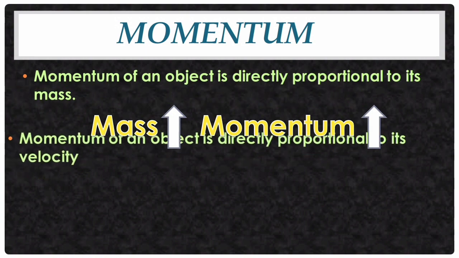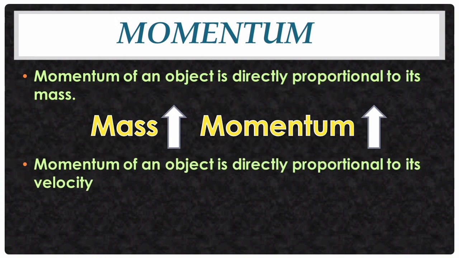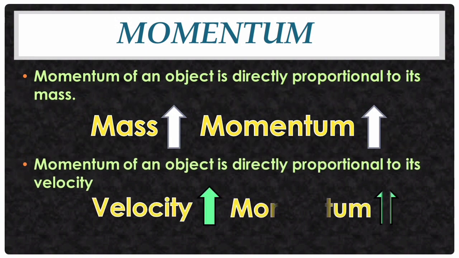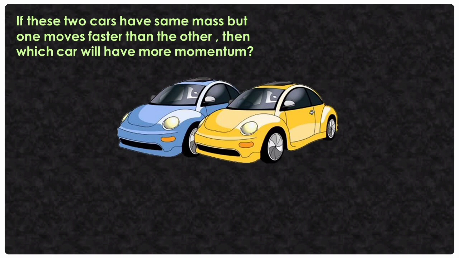Momentum is also directly proportional to the velocity. When the velocity of an object increases, its momentum increases. Now let us consider two cars. These two cars have the same mass, but one of them moves faster than the other. Then which car will have more momentum? Yes, you guessed it right. The car that has more velocity will have more momentum because momentum is directly proportional to velocity.